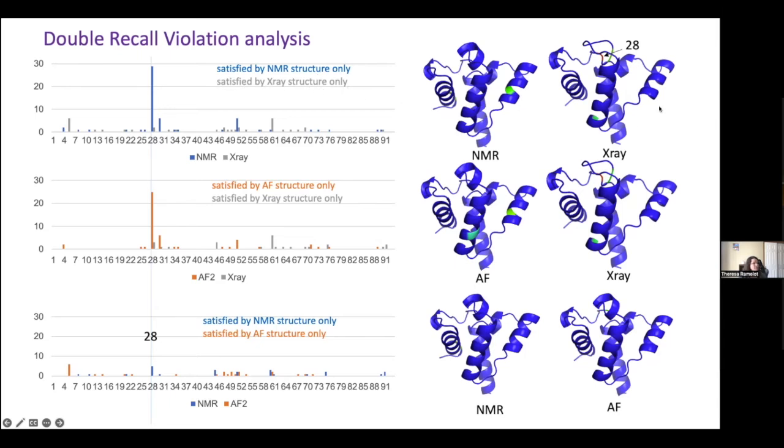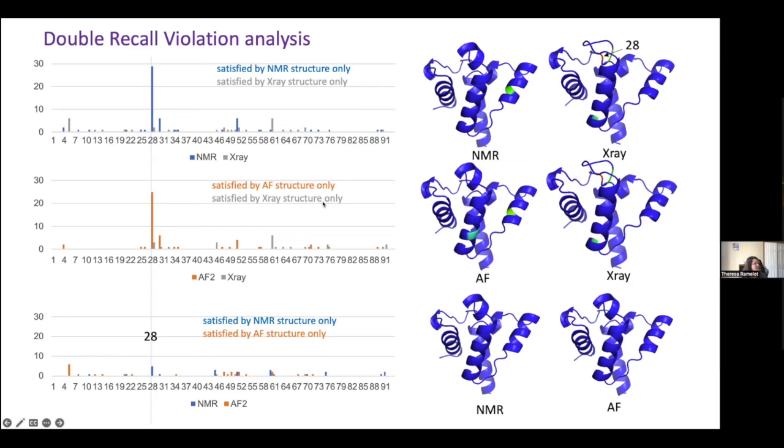So if you have two different structures, and in this case we're using the medoid of the NMR structure, so just one, if you have two structures, the NMR and X-ray, you can now take your NOESY peak list and say which peaks are being satisfied by the NMR structure only, but not by the X-ray structure, and also vice versa, any peaks that are satisfied by the X-ray structure only and not by the NMR. And then this was plotted onto the X-ray structure. This residue 28 is the one that is satisfied by the NMR structure only and not by the X-ray.